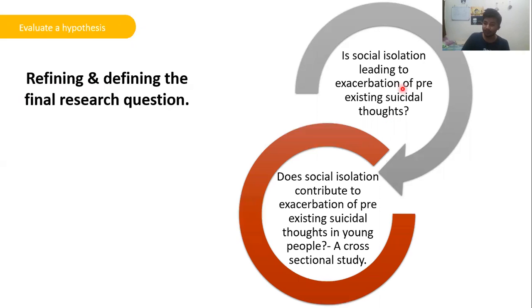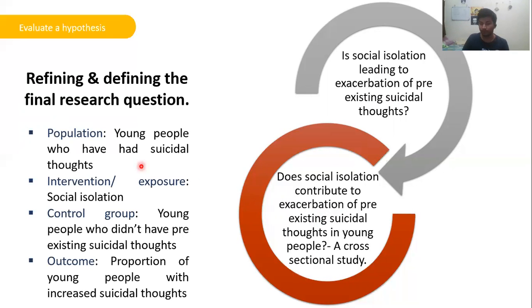Let's see. Does social isolation contribute to exacerbation of pre-existing suicidal thoughts in young people? A cross-sectional study. Now, what is a cross-sectional study? That is not the topic right now; the types of studies will be covered in the lectures. So the same question has now been defined into a proper question. And again, this question fulfills the PICO criteria. I can tell the population from it, the intervention, the control group, and the outcome.